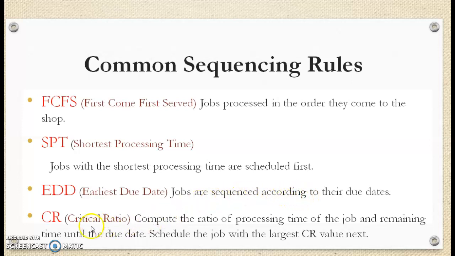Similarly, there is one more technique using the critical ratio. The critical ratio is the ratio of the processing time of the job to the remaining time until the due date. Therefore, schedule the job with the largest CR value next. So the job which has the highest CR is processed first.